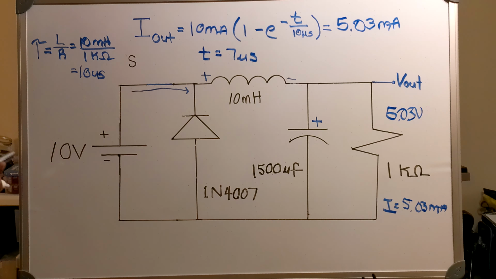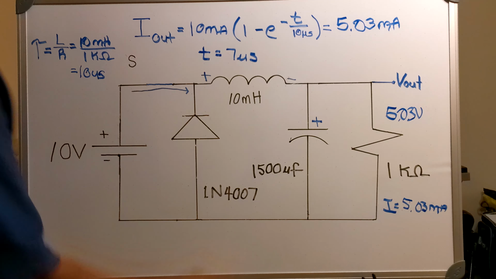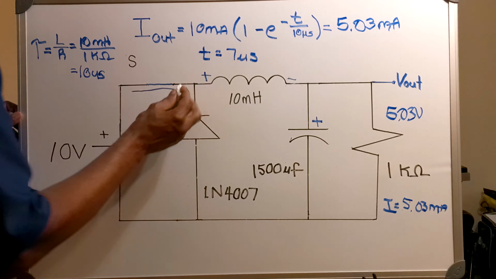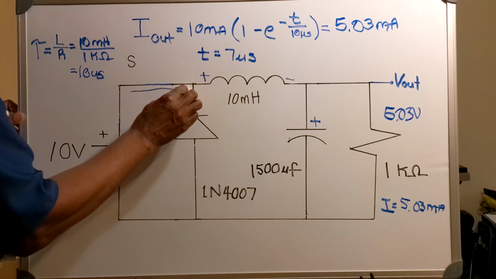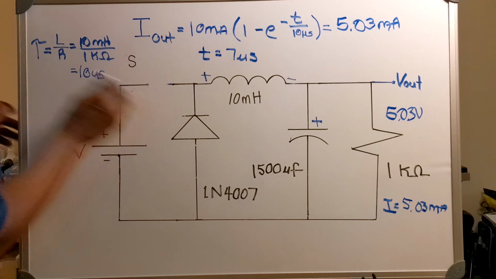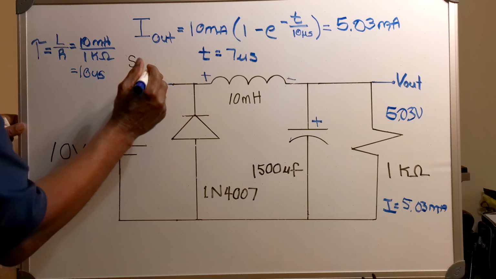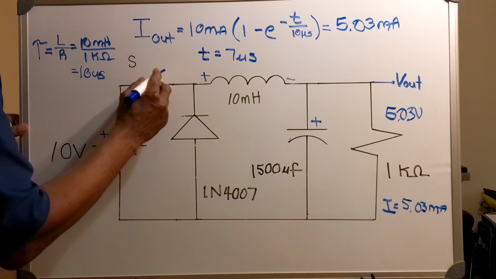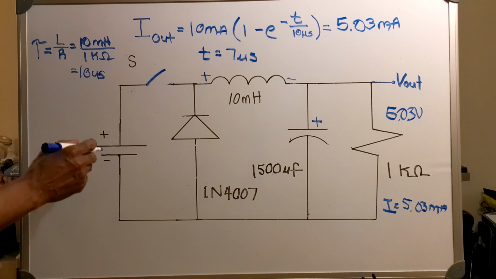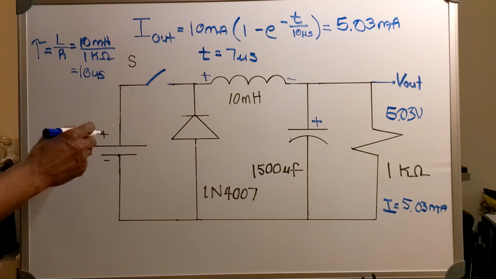So now we're at 5.03 volts and 5.03 milliamps. Now what I'm going to do is I'm going to open the switch. Now when I open the switch, there is no more current flowing through my 10-volt source.